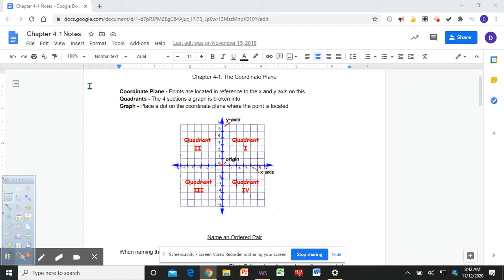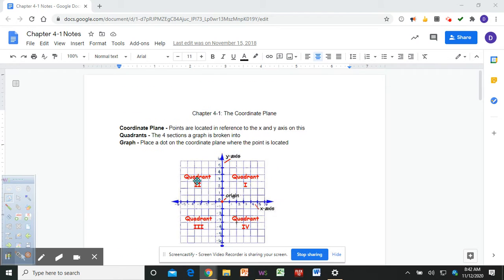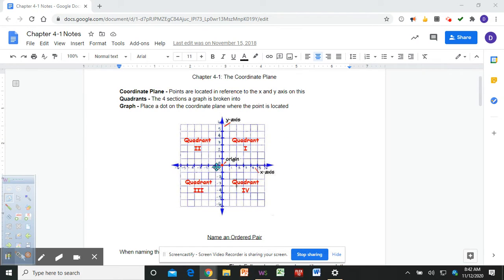Hey guys, today we're going to be talking about 4-1, the coordinate plane. So the coordinate plane is how we're going to graph coordinates given x and y on this grid. There are 4 sections in a coordinate plane: quadrant 1, quadrant 2, quadrant 3, and quadrant 4.